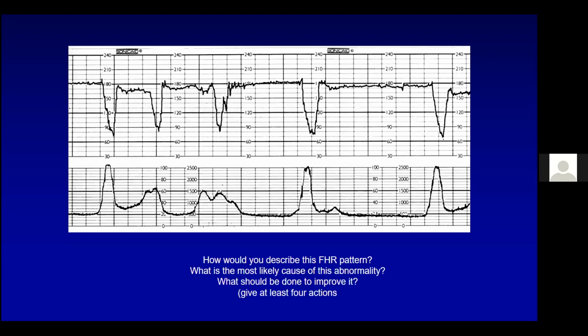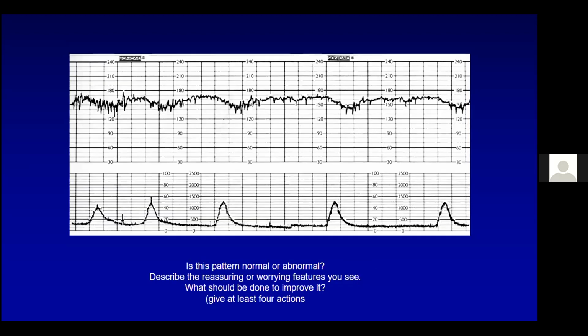So you cannot say now these are early decelerations. You have to say they are what? They are variable decelerations.